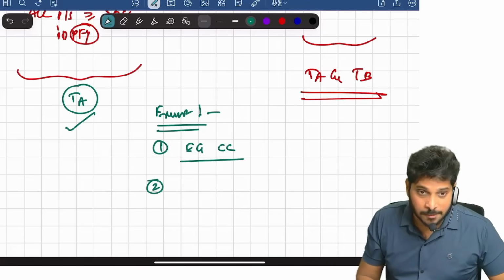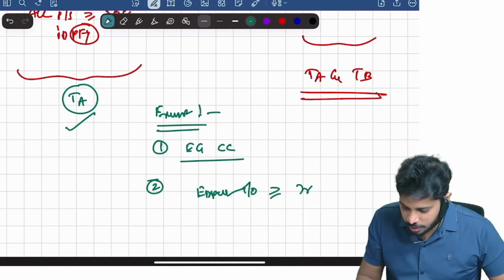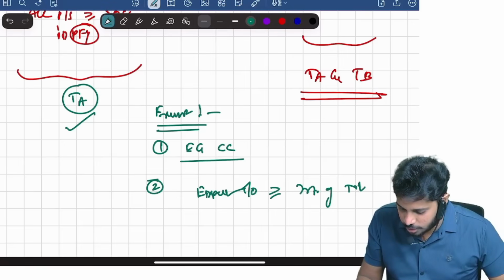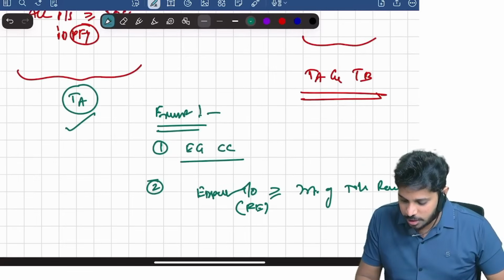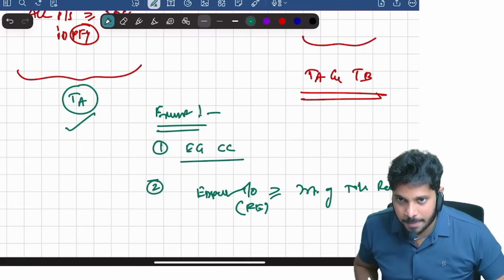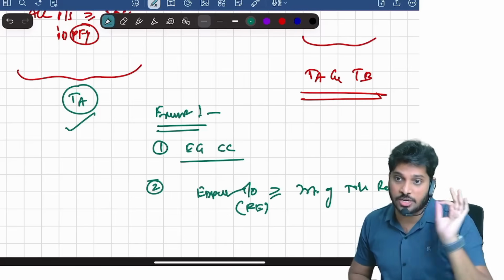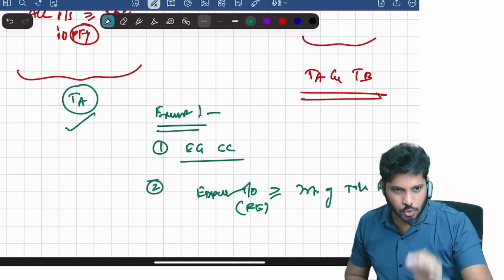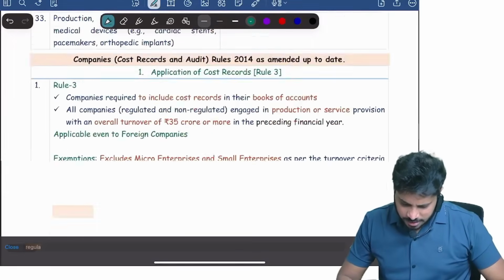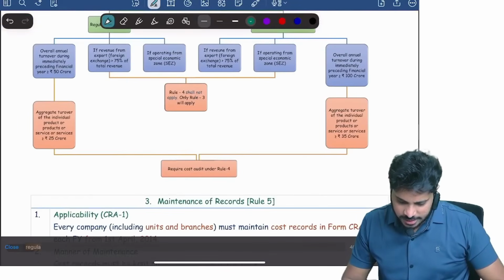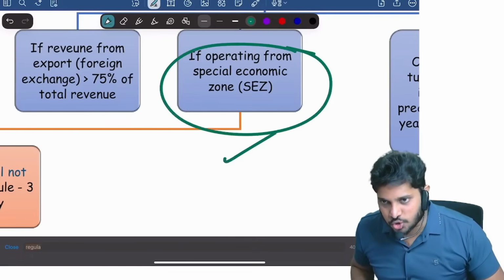Second one: export turnover. Export turnover is more than or equal to 75% of total revenue, and that too, export turnover in foreign exchange. If a company's export turnover in foreign exchange is minimum 75% of the total revenue, that company is also exempt from cost audit. And there is one more cost audit exemption: if a company is operating from a special economic zone, that's it.